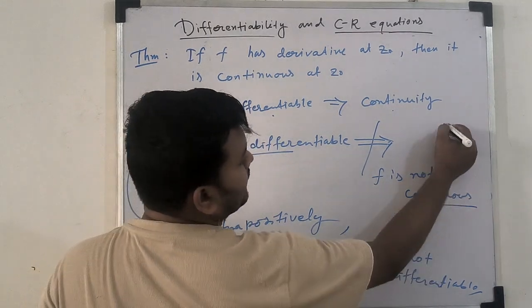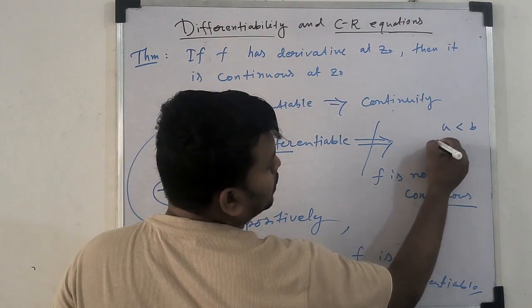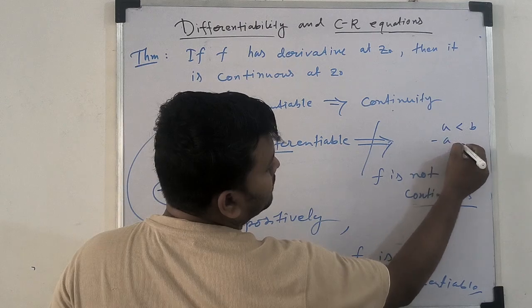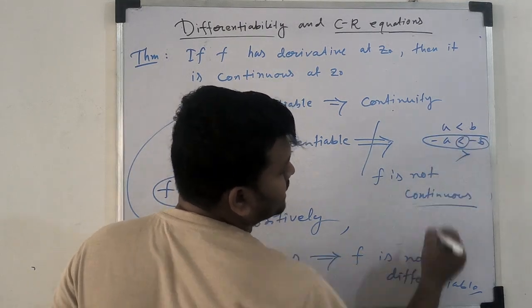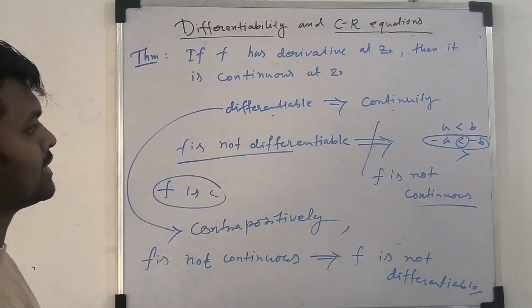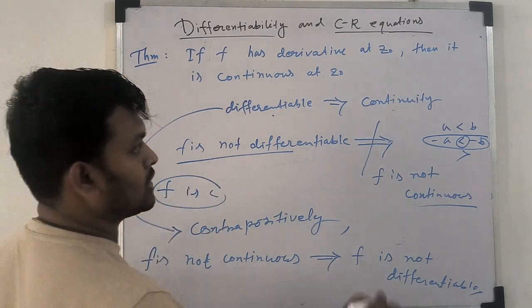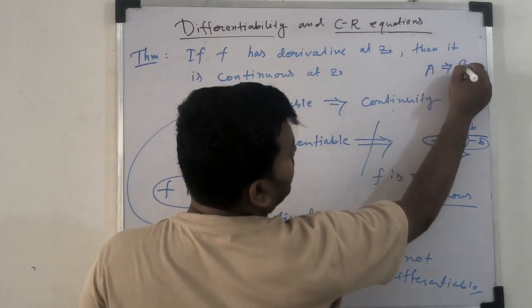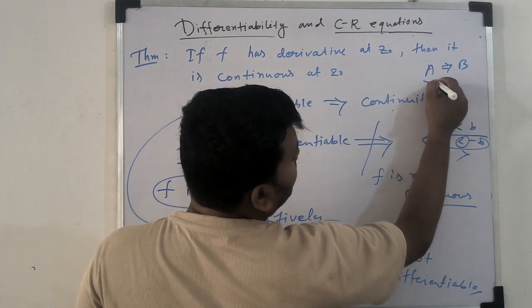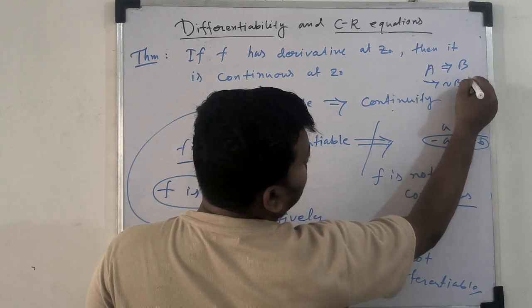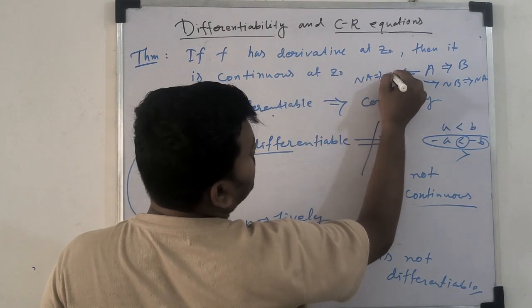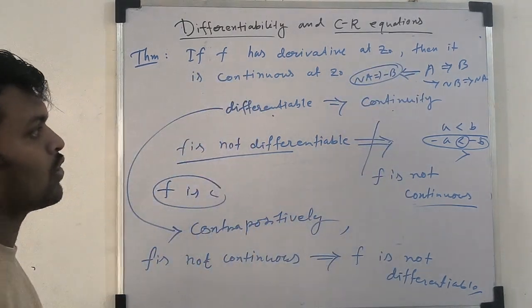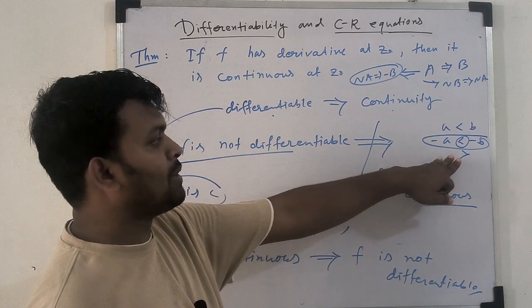Sometimes you assume that a is less than b, but whenever you multiply by a negative, that is, minus a less than minus b, this will not happen. The sign will change. So you can think similarly, and this is logic. That is, if a implies b, from that we can say not b implies not a. But from this we cannot say that not a implies not b. So this is a fallacy. This is not true. So you can remember by this.